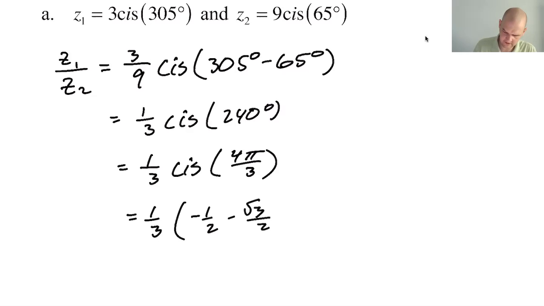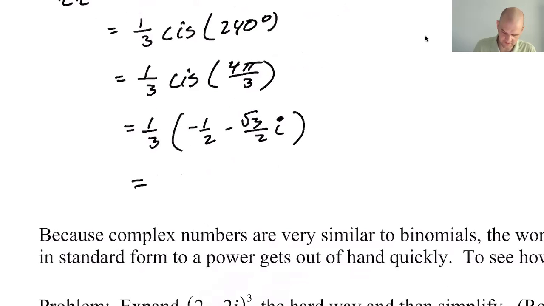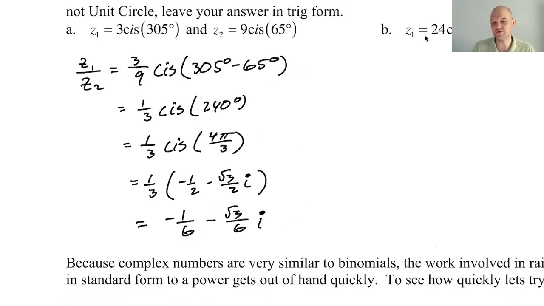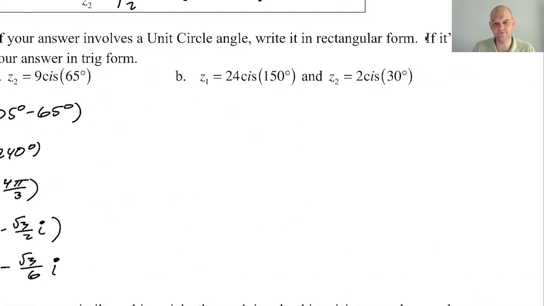And I guess we should distribute. So negative 1/6 minus root 3 over 6 i. Your calculator would have no issue checking that answer for you, so I'm not going to do it.